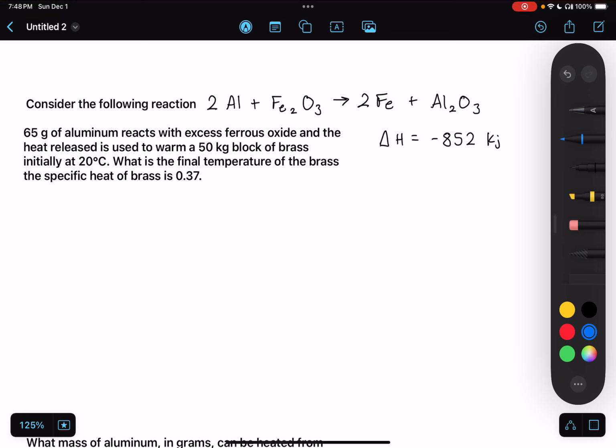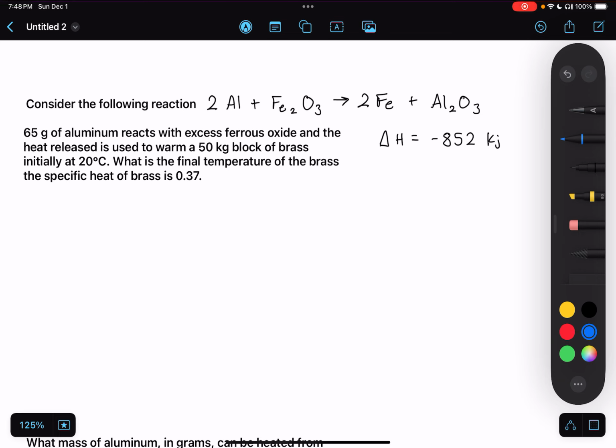So let me just show you guys what I did. Hopefully this is right. If it's not right, then ignore this question. Or maybe when you watch this video, you'll think this guy did it all wrong, and text in the group and correct us. Okay, so we got 65 grams of aluminum reacts with excess ferrous oxide. So we're only worried about the aluminum. And the heat released is used to warm a 50 kilogram block of brass, initially at 20 degrees Celsius. What is the final temperature of the brass? The specific heat of brass is 0.37.